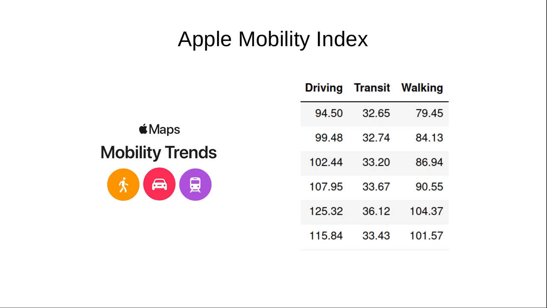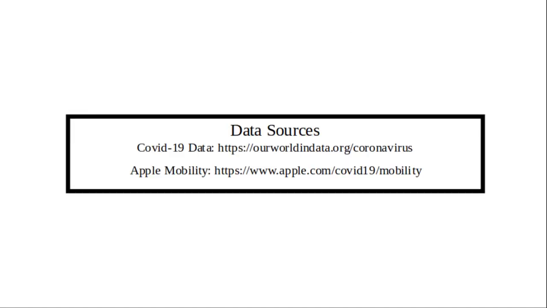Here, an example is shown of data gathered from the Apple Mobility Index. This data is mined by Apple from queries directed at their navigation platform. It is divided into three sections: driving, public transportation or transit, and walking. The higher the number, the more people requested directions or other navigational information from Apple on that day. Here are the URLs of the data sources utilized in this project.